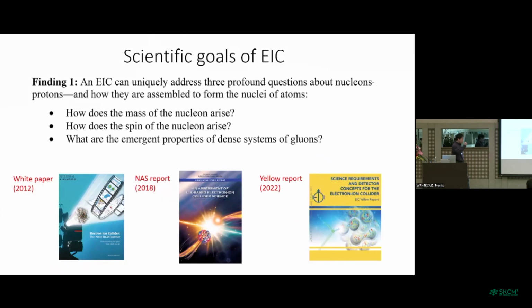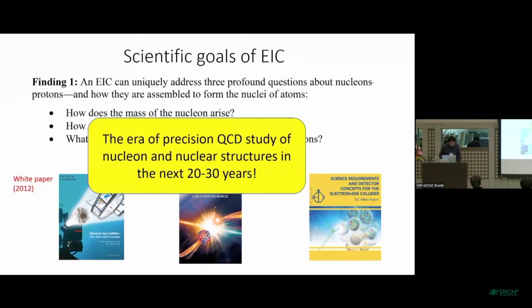If you accelerate a proton to very high energy, then you generate lots of soft gluons, low energy gluons, and eventually they become a very dense system of gluons, and you want to understand the properties of this new form of matter. But I'm mostly talking about the first 2 in this talk. So what we can expect is the era of precision QCD study of nucleon and nuclear structure in the next 20 to 30 years. So there will be exciting times ahead.